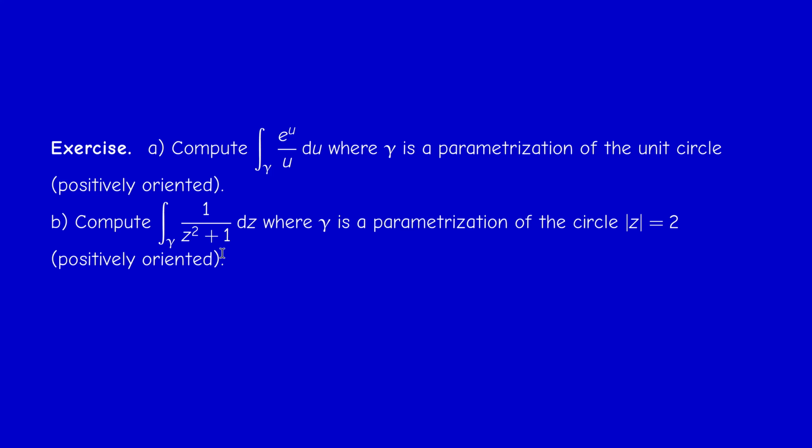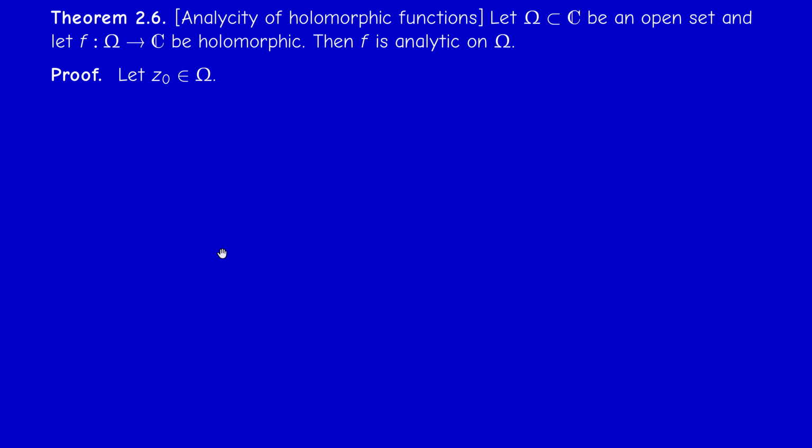Okay, so now we are ready to prove the main result of this section, the first main result, because there are so many beautiful results to come. Analyticity of holomorphic functions. I announced this result in chapter 1 before, but we didn't have the tools to prove it. Now we have. So we have a holomorphic function on an open set omega, and we want to prove that it's analytic on omega. So pick an arbitrary point z0 in omega.